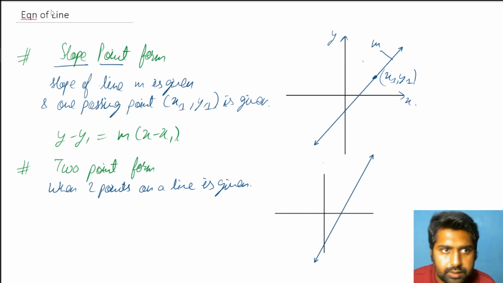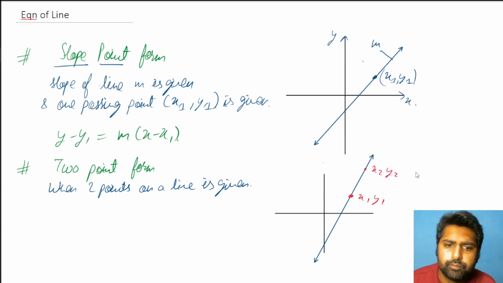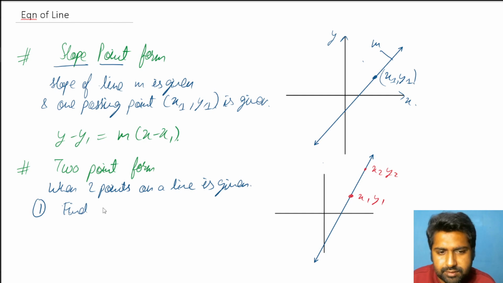So in that scenario, let's say you have two points. One is x1, y1. Another one is x2, y2. This much you have. Now, the format is slightly long as such, so my recommendation, go for these steps. Step 1, find m. How will you find m? If you have the two points that are given, m is equal to y2 minus y1 upon x2 minus x1.